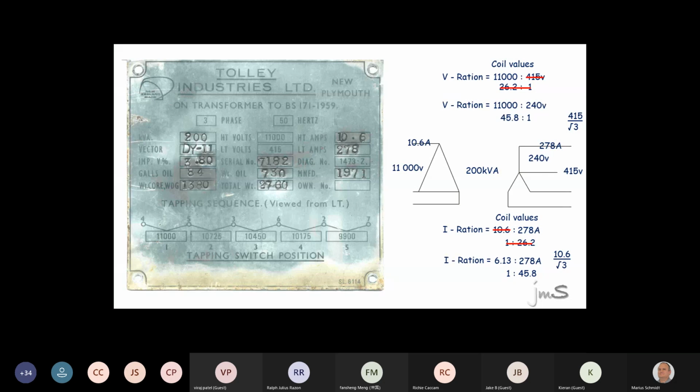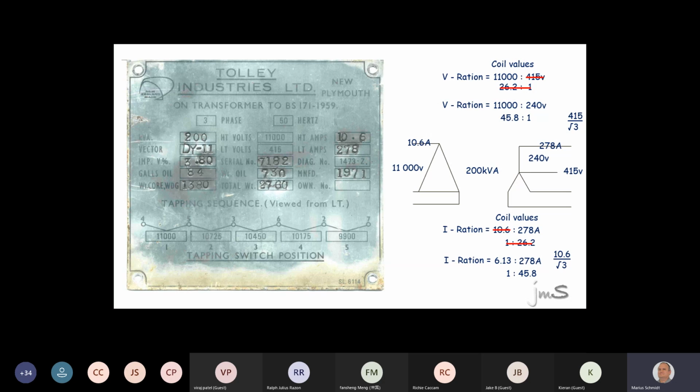Got it? If I say to you the voltage is going to drop at 45.8 is to 1, then the current is the opposite. Current will increase 1:45.8. It's a step down transformer. You always rate it on voltage.